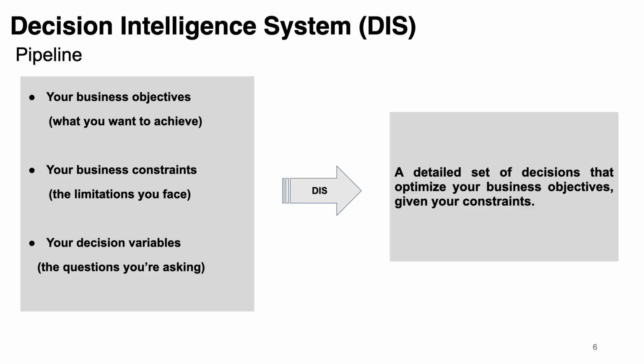Once these inputs are defined, the DIS processes them to produce a clear, actionable output. This output isn't just a suggestion. It is a detailed set of decisions that are mathematically proven to optimize your objectives while strictly respecting every single one of your constraints.